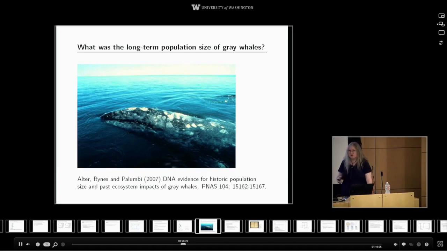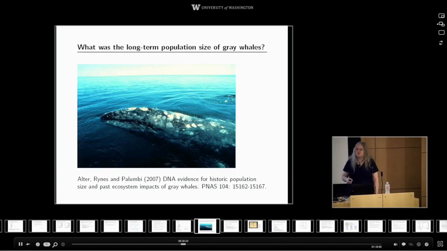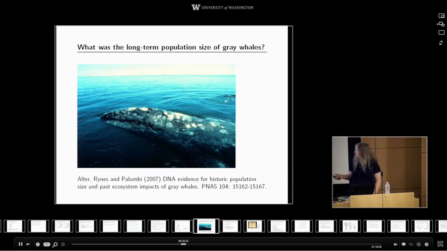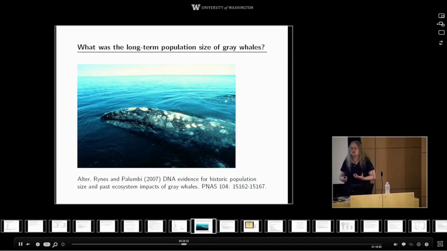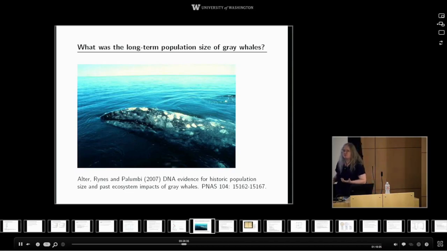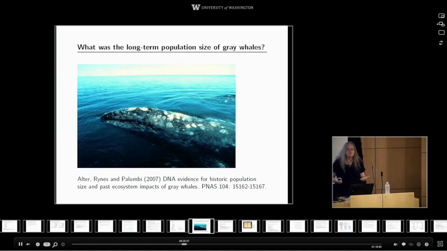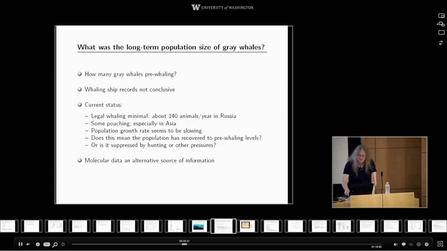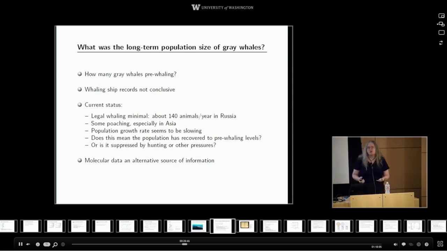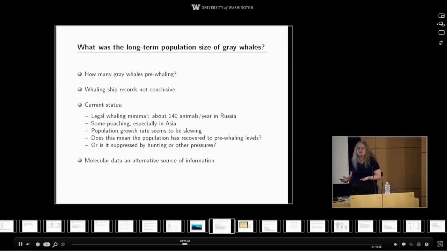The research I'm going to talk about here, I was a little bit more directly involved in. It was done by Elizabeth Alter and Steve Palumbi, and then Eric Rines, who was my research technician at the time. His name is on the paper rather than mine because he did all the heavy lifting, but the software used was software developed by my lab. So the question is, how many gray whales were there pre-whaling? We know at the end of whaling, the population was in desperate trouble. It's recovered to some degree since then.